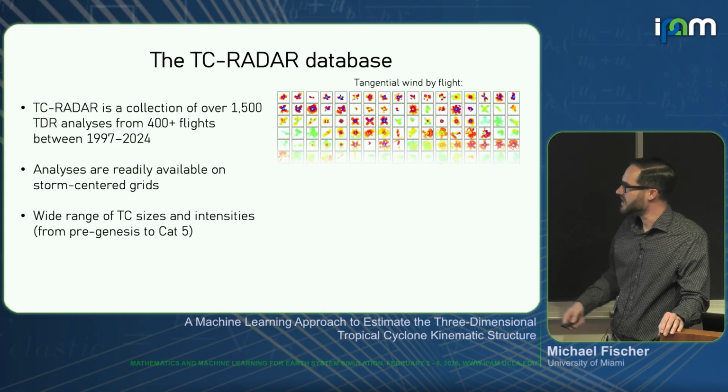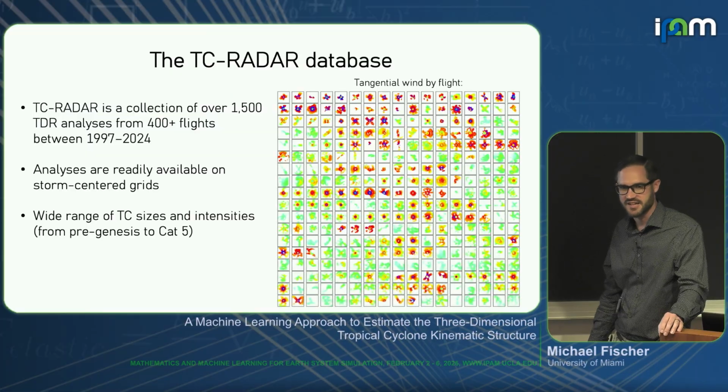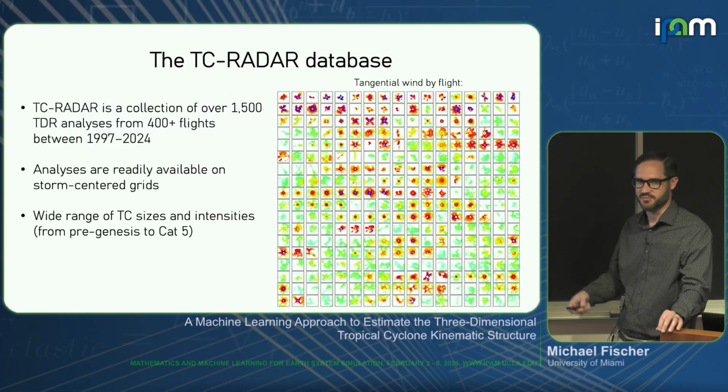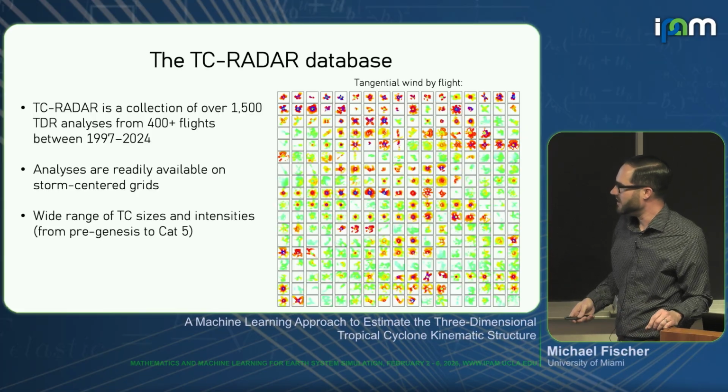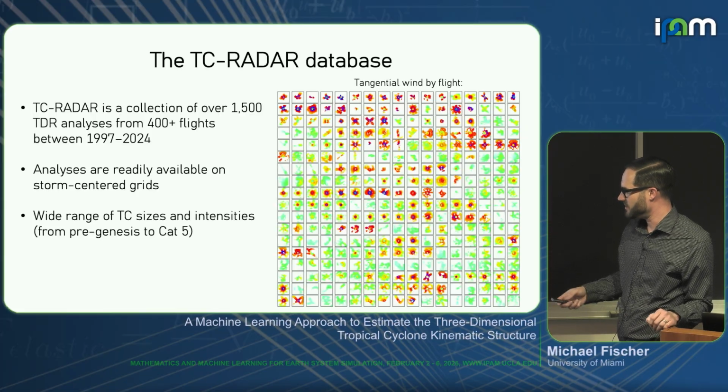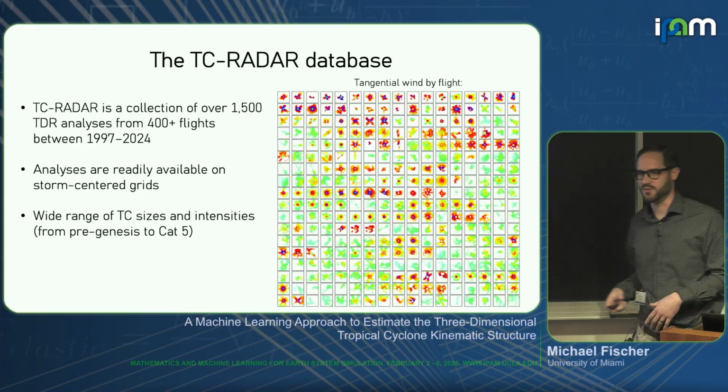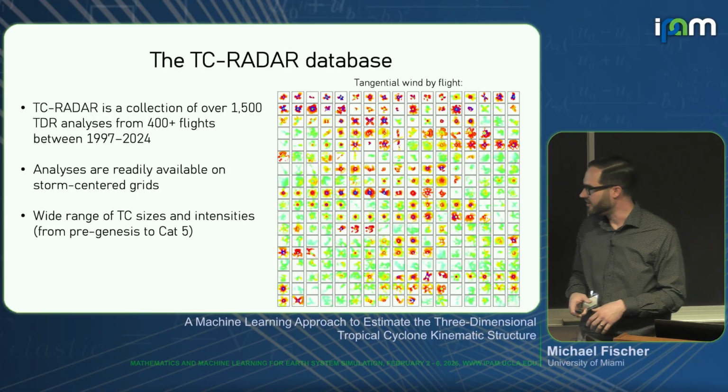And the TC radar database has a wide range of storm sizes and intensities, as illustrated on this figure here. So these are postage stamps of some randomly selected storms. Tangential wind is shown as shading. So you can see we have these very broad and weak systems ranging all the way up to Category 5 hurricanes.